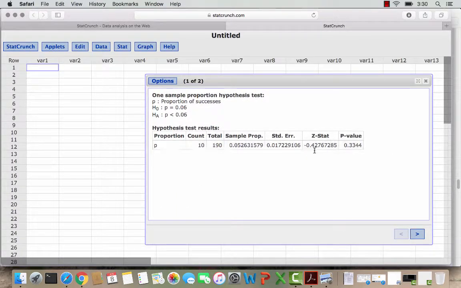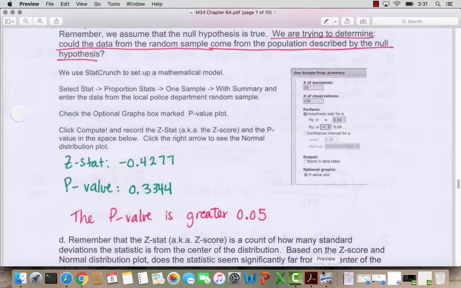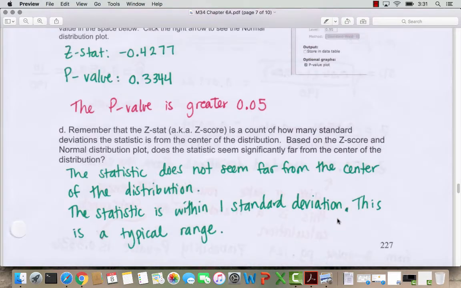So our z-stat is within 1 standard deviation, and our p-value, 0.3344, is above 0.05, our significance level. If we go look at the normal distribution plot, we see we're less than the mean, but we're not more than 2 standard deviations outside of what we expect. And so I recorded those values here and made a note that the p-value is greater than 0.05.